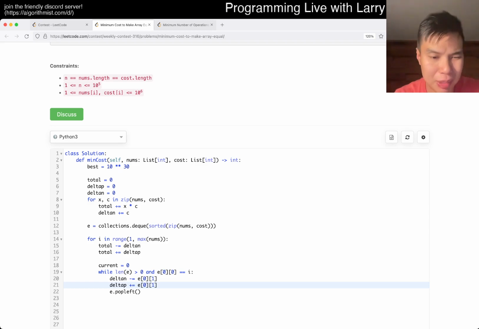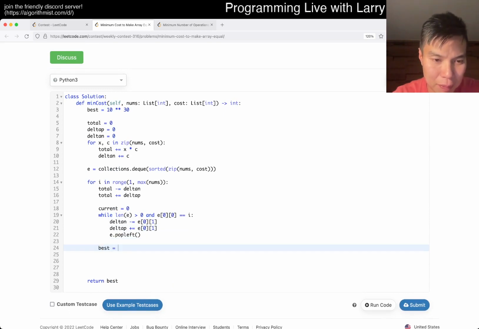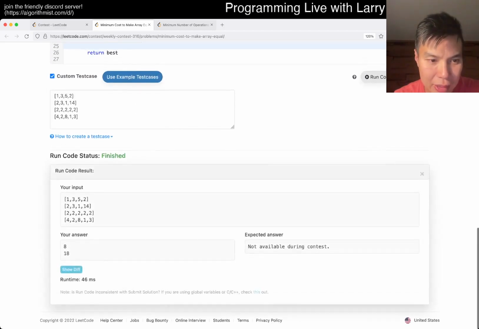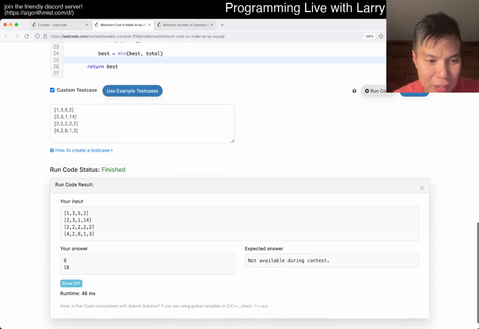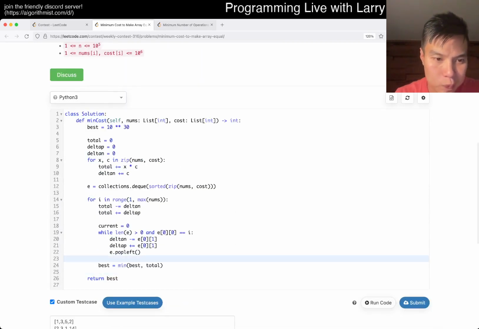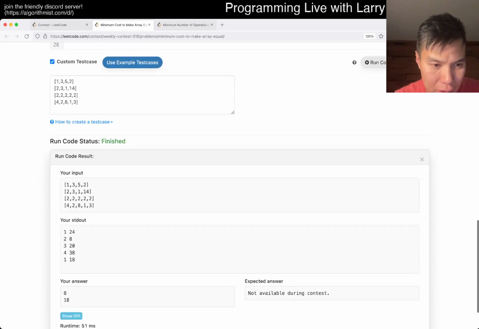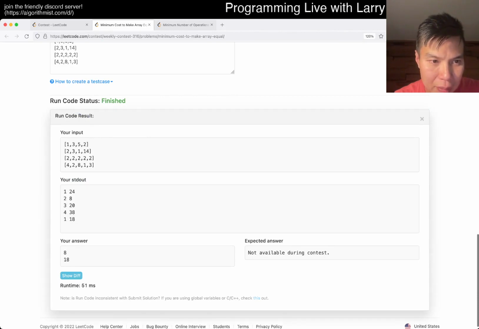But then the next one should be 0 though, right? I'm going to have an off-by-1 here. But yeah, best is equal to min of best and total. I think that's the idea. I think I'm off by 1 to be honest. But let's at least see if I can get something close. 8 and 18: 8 is good, 18 not so good. Let me actually just print it out real quick so I can visualize it. 1, 2, so we can make it to 2. Okay, that's actually right, but 18 is not.